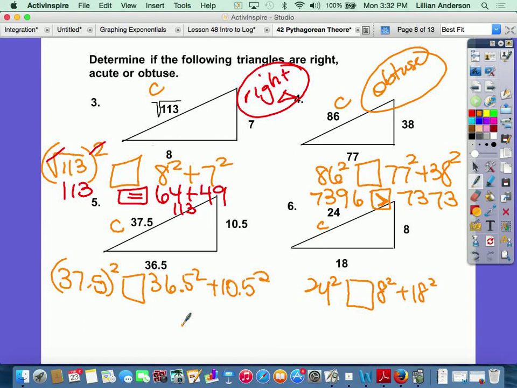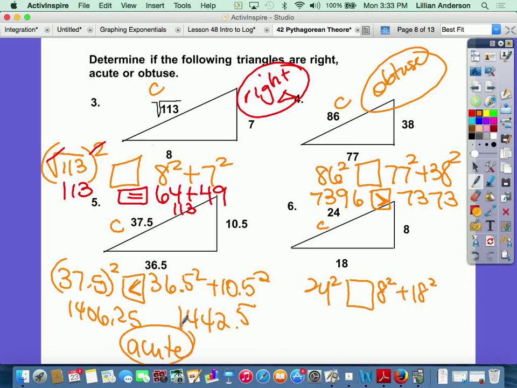Alright, so hopefully you set it up like this. Your longest side was 37.5, so when you square it, you should have got 1406.25. And then when you square 36.5 and 10.5 and add them together, you got 1442.5. If you notice, the a squared plus b squared is greater than c squared, or c squared is less than a squared plus b squared. In that case, you know you have an acute triangle.